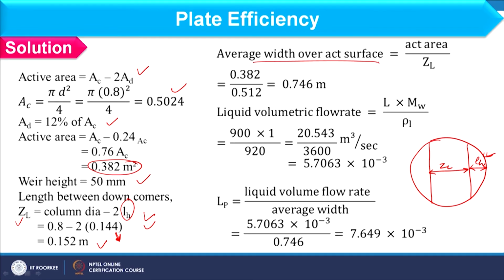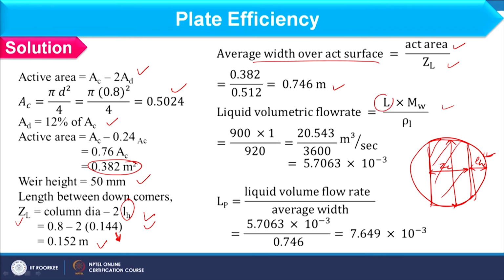Average width over the active surface you can find, because active area you know, and this is basically the average width, because we can consider this as a rectangle, right. So, we can simply divide active area by ZL. So, the average width over the plate we can obtain as 0.746. Okay. So, further we can find out LP, and for that we need liquid volumetric flow.